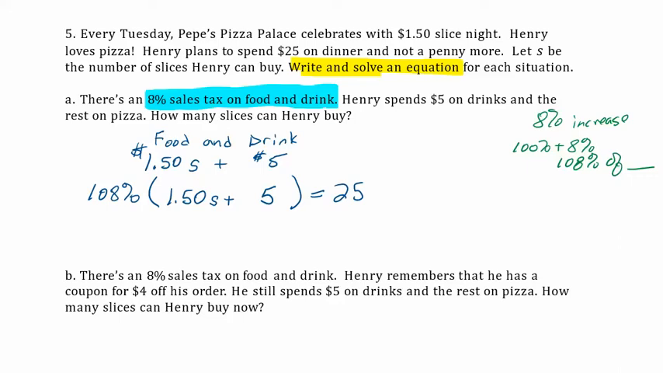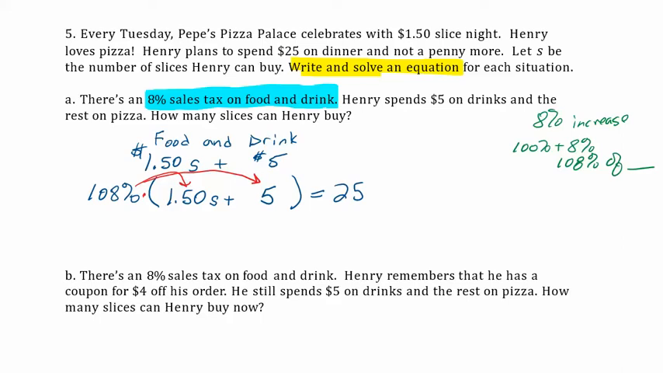So by solving this equation, we can figure out exactly how many pieces of pizza, how many slices Henry can buy. All right, let's go ahead and solve this. We have two choices here. We can either multiply the 1.08 into the parentheses using the distributive property, or we can divide because this is multiplied by this entire quantity. On the last problem, I divided, so let's multiply.